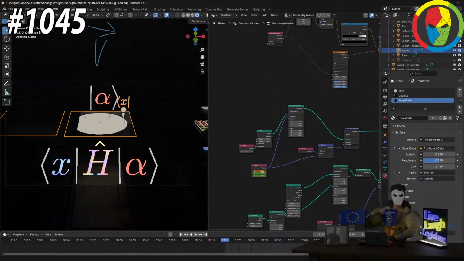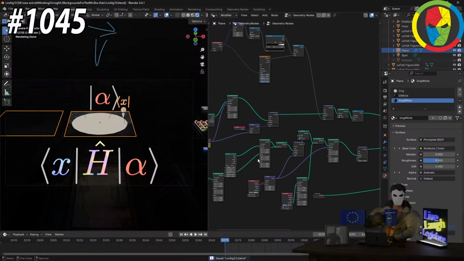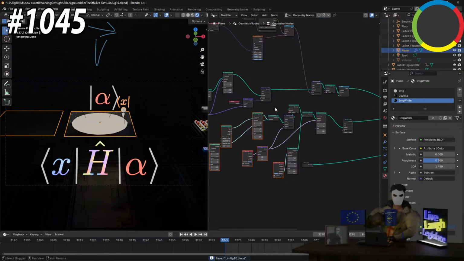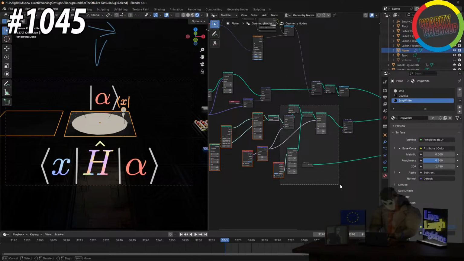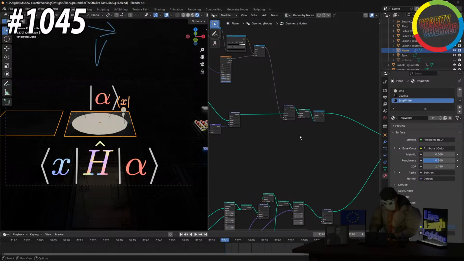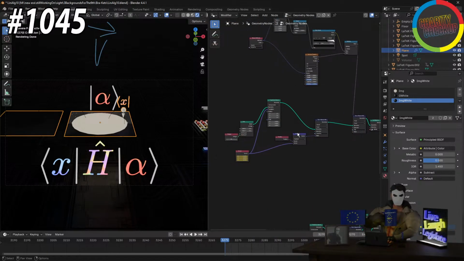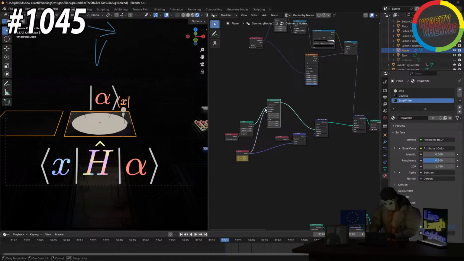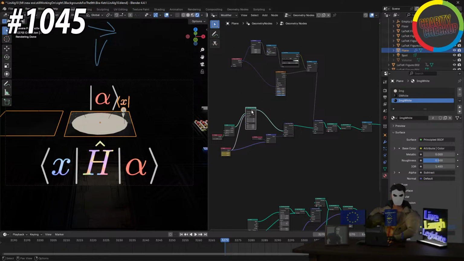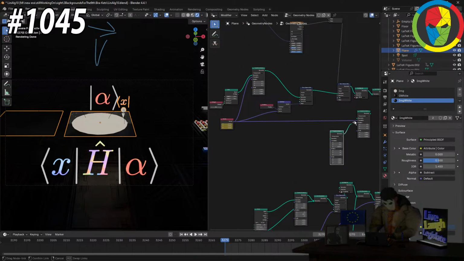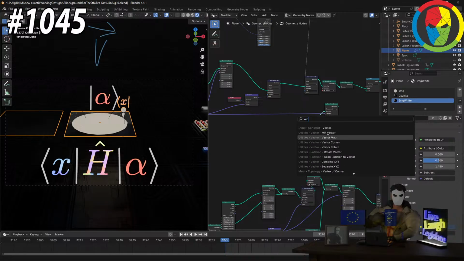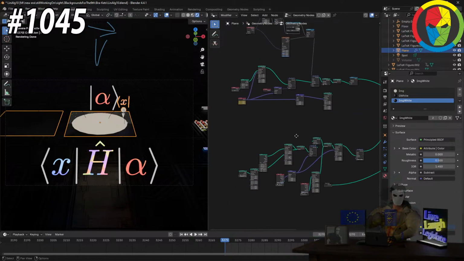So we can do this. And then, just for the sake of shiggles, as kids these days would say, let's do join geometry. This is problematic, but only slightly. It's fine. Like this. Or actually, we should do vector math. I suppose that'll be cleaner. Object info.